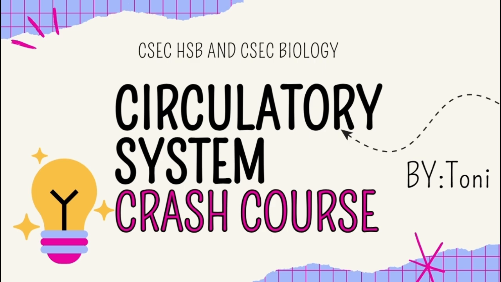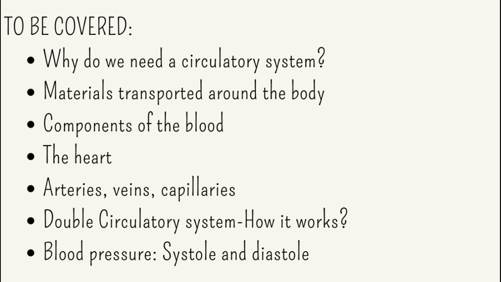We're going to be talking a lot about the heart and all those things. The topics we're going to go into are: why do we need a circulatory system, that's one; the materials that are transported around the body; the components of the blood; the structure of the heart, like the design or outline; and blood vessels such as arteries, veins, capillaries, and the role that they play in all of this.